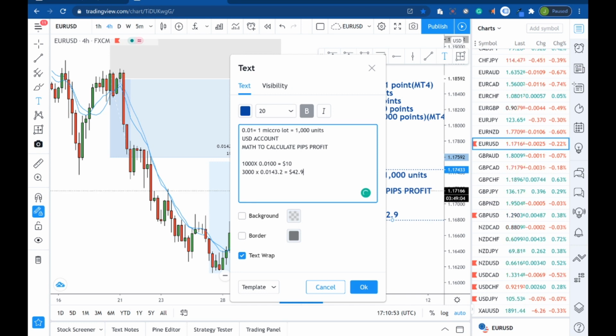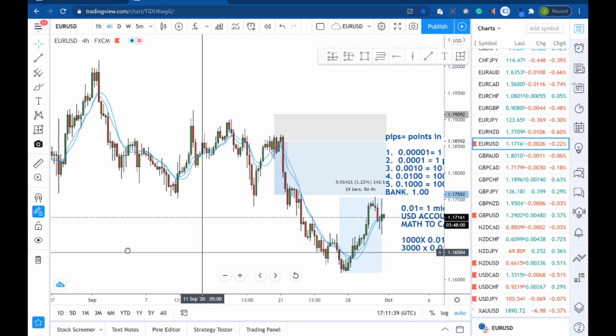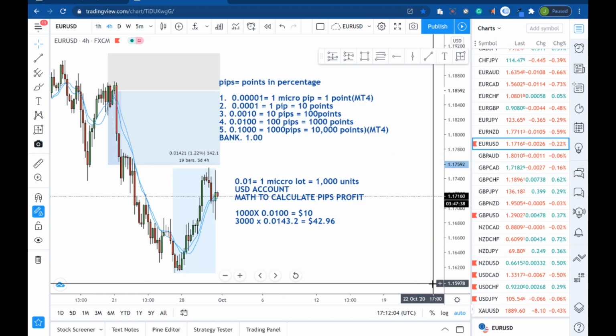So really that's what I want to share for this video, guys. I want to share how I calculate my pips, how to count pips, how I calculate my math for the pips, how I calculate my profit, how I look at pips, and the difference between pips and points. I just want to make sure this is clear. A few of you guys have been asking me about this.